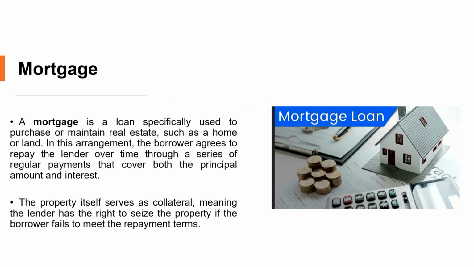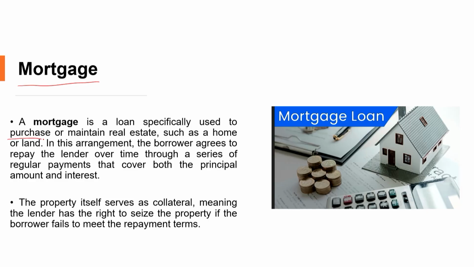Now, the next type of loan that we are going to discuss that is given by the bank to the consumer is the mortgage. Mortgage is basically a kind of loan where, for the purpose of purchasing or having a house or a property or a particular fixed asset, a consumer can approach the bank and ask for such kind of loan. So basically it is taken from the banking institution for purchasing or maintaining real estate such as any home or any land.